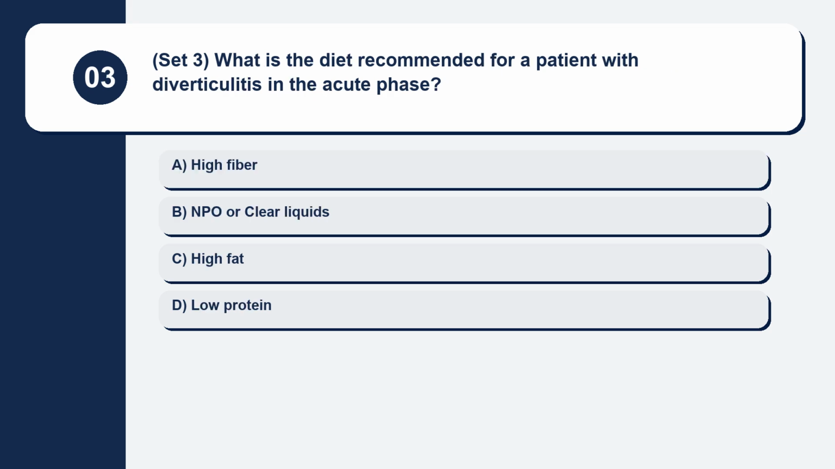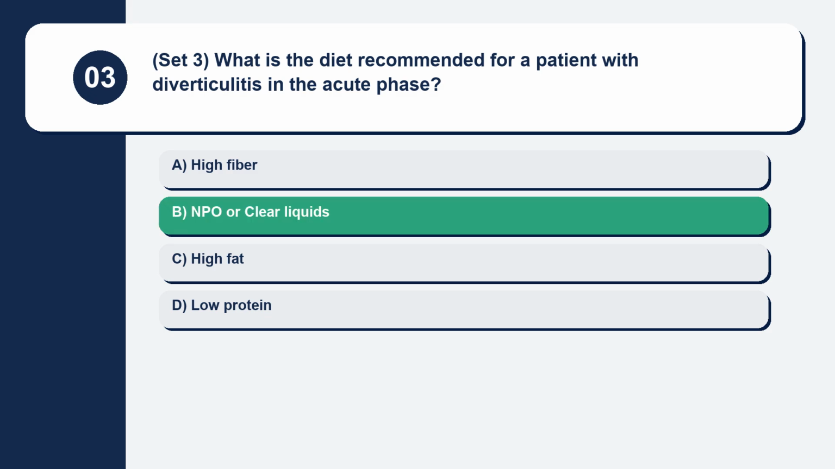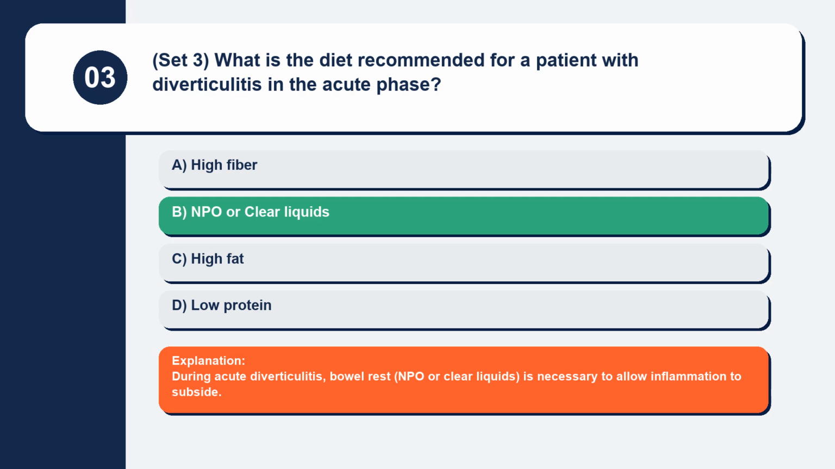Question 3. Set 3, what is the diet recommended for a patient with diverticulitis in the acute phase? High fiber, NPO or clear liquids, high fat, low protein. During acute diverticulitis, bowel rest, NPO or clear liquids, is necessary to allow inflammation to subside.